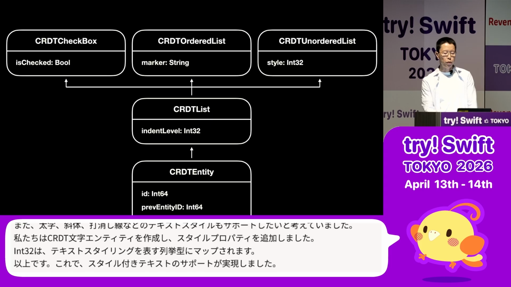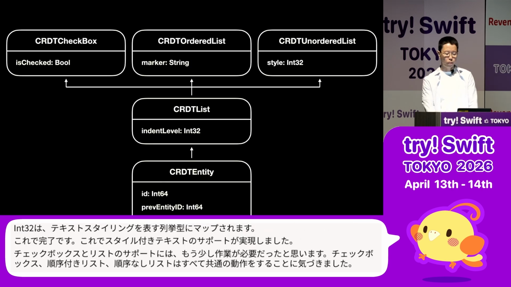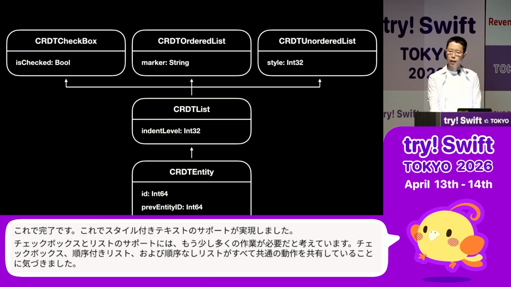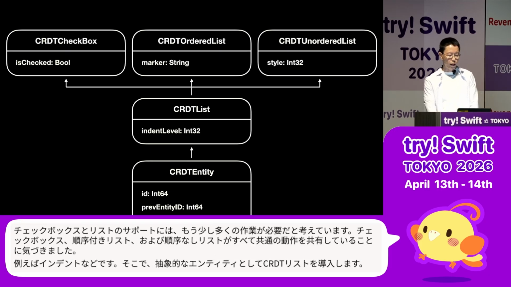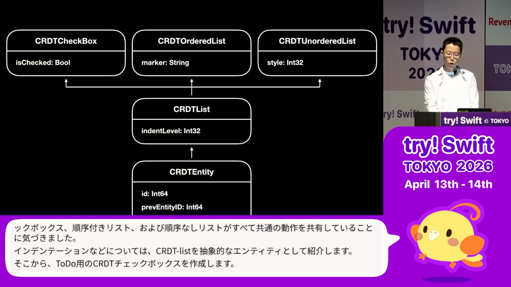Adding support for checkboxes and lists required a bit more work. We realized that checkboxes, ordered list, and unordered list all share common behaviors, such as indentation. So we introduced CRDT list as an abstract entity. From there, we create CRDT checkbox for to-dos, as well as ordered and unordered list entities for numbered and bullet lists.